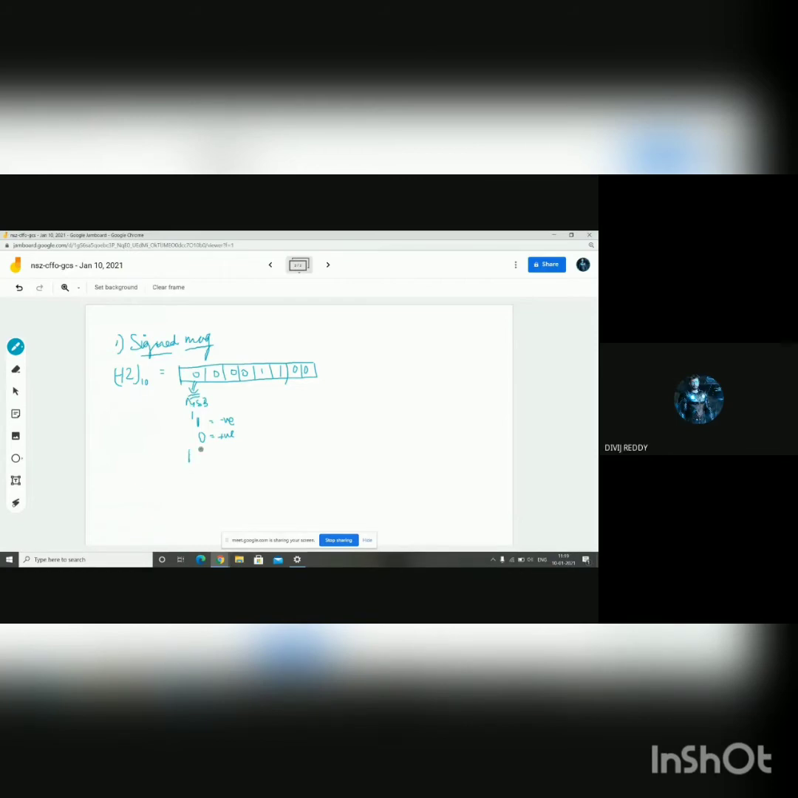So to represent minus 12 in sign magnitude, we have to take the most significant bit as 1 and the other binary representation as it is. So this is the sign magnitude way to represent a negative binary number.